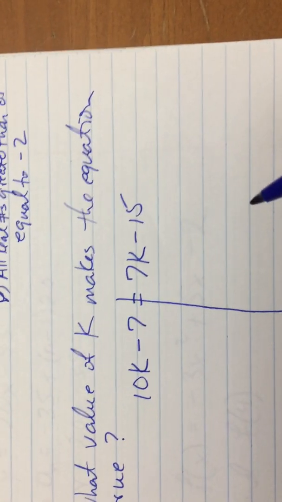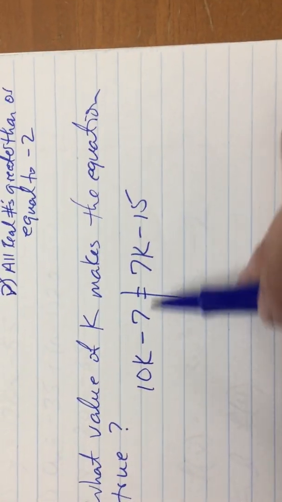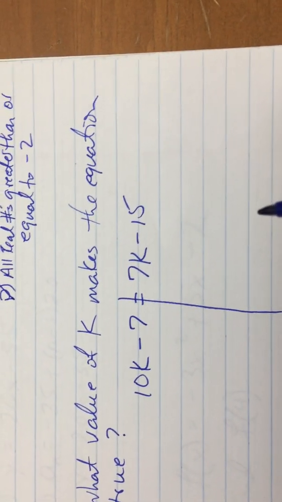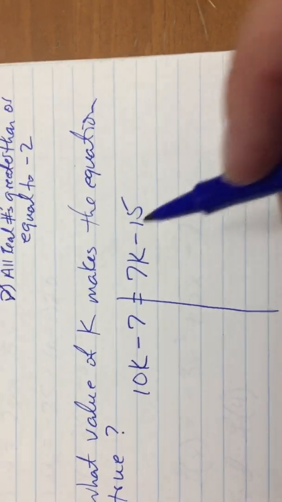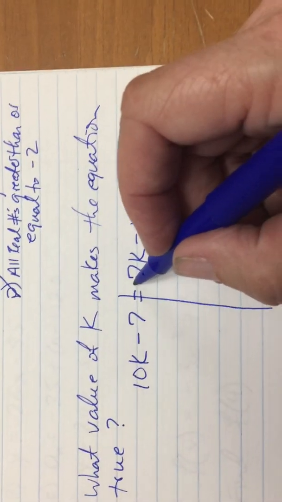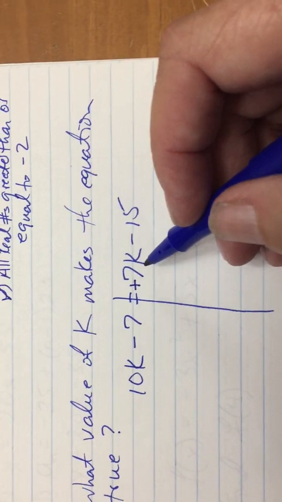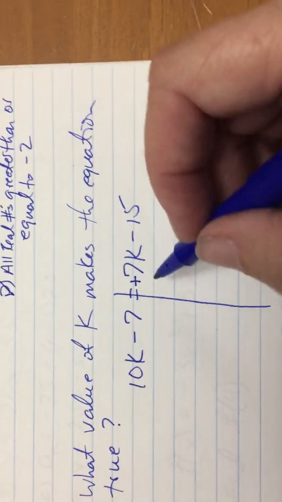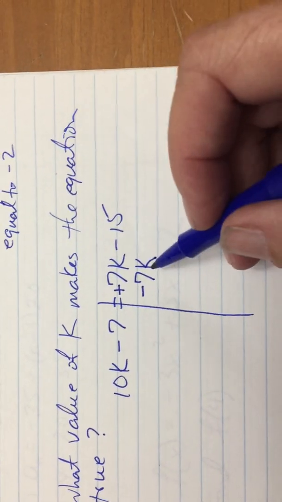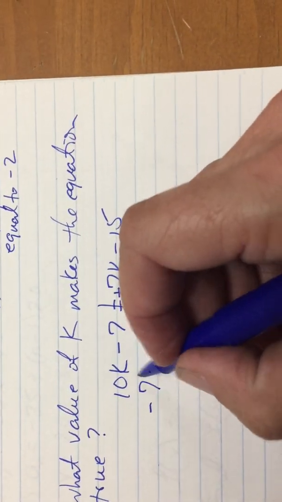But first thing I check to see, are the k's on one side or two sides? And sure enough, the k's are on both sides. So before I do anything else, I want to get the k's to one side. So I'm thinking, well, you know what? Let's just move the 7k over here to where the 10k is. Right now, this is a positive 7k. So how do you undo adding 7k? You're going to do the opposite operation, which is subtract 7k. And if you do it to one side, you're going to do it to the other side.